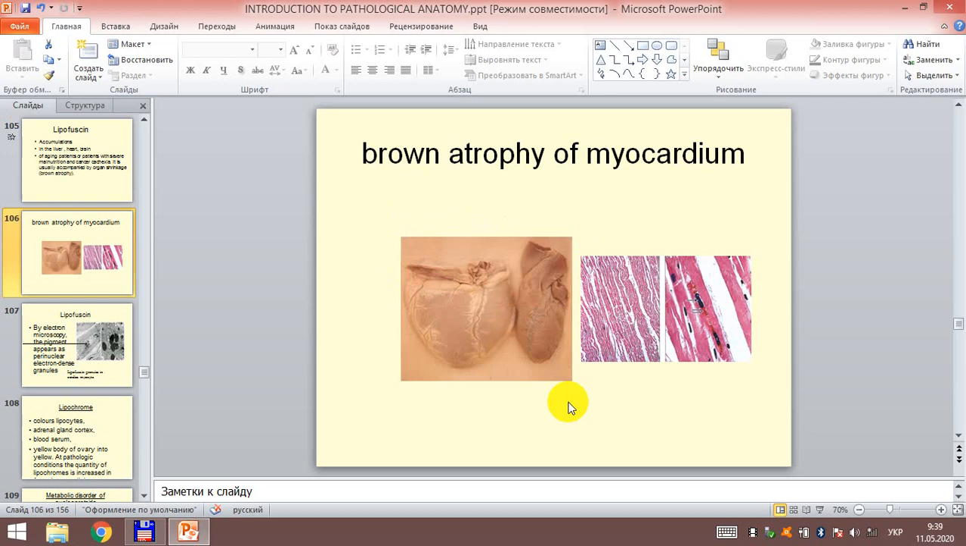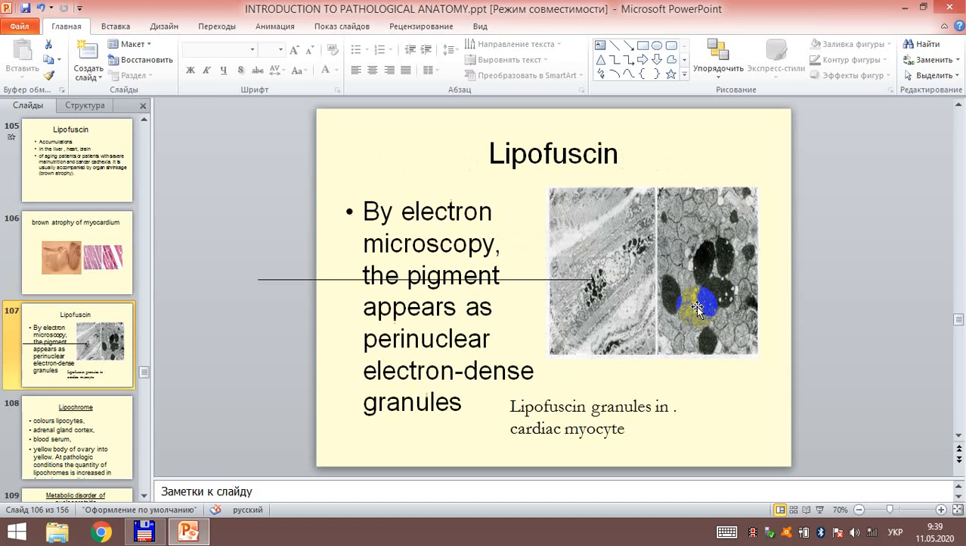Brown atrophy of myocardium. You can see the normal structure here, and this is atrophy. In the myocardium, there is accumulation of brown pigment lipofuscin. Also, this is an electron microscopy picture. By electron microscopy, the pigment appears as perinuclear electron-dense granules, lipofuscin granules in cardiomyocytes.